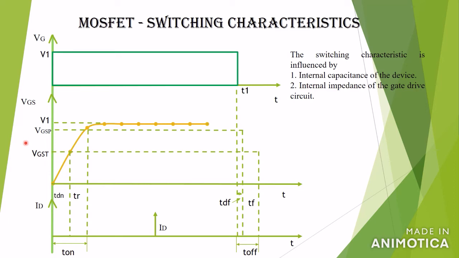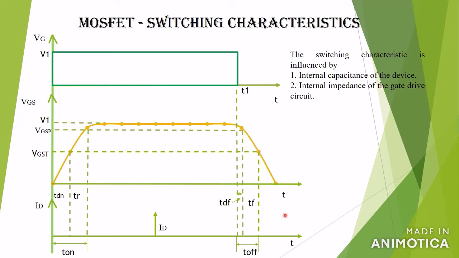V1. Now in order to turn off the device at T1, we are going to remove this gate voltage. Gate voltage is made 0. Once it is made 0, this voltage will start falling. Initially it will fall from V1 to VGSP. That time is defined as the turn off delay time. Again the voltage will further fall, that is, the capacitor will discharge from VGSP to VGST. This time is defined as the fall time: the capacitor falling from VGSP to VGST.